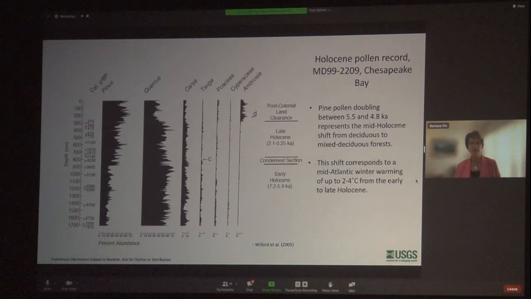So if we step back and look at the entire Holocene record, this is a pollen diagram from a site near Annapolis, Maryland. And we have depth on the y-axis. We have some calibrated radiocarbon ages, and then abundance of pine, oak, hickory, and other taxa. And the most striking feature of this Holocene record is the doubling of pine at around 5,000 years ago. And this represents a shift from the oak-dominated deciduous forests in the early Holocene to the greater abundance of southern pines in the late Holocene.